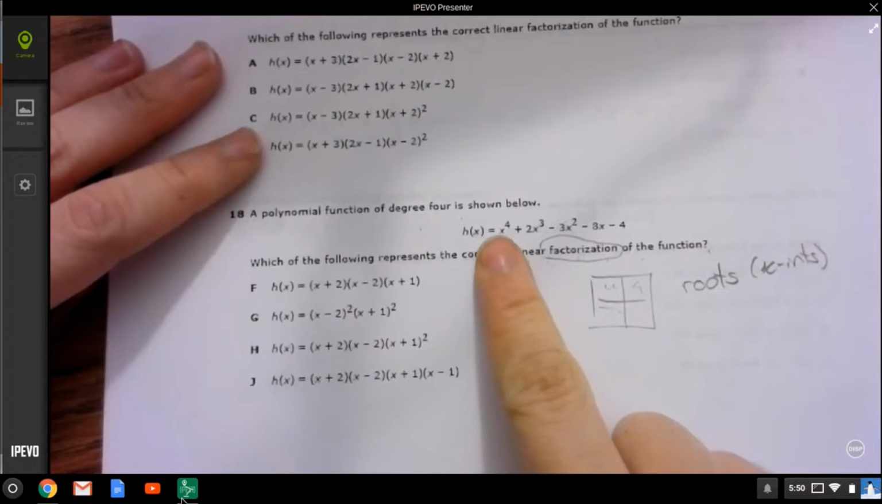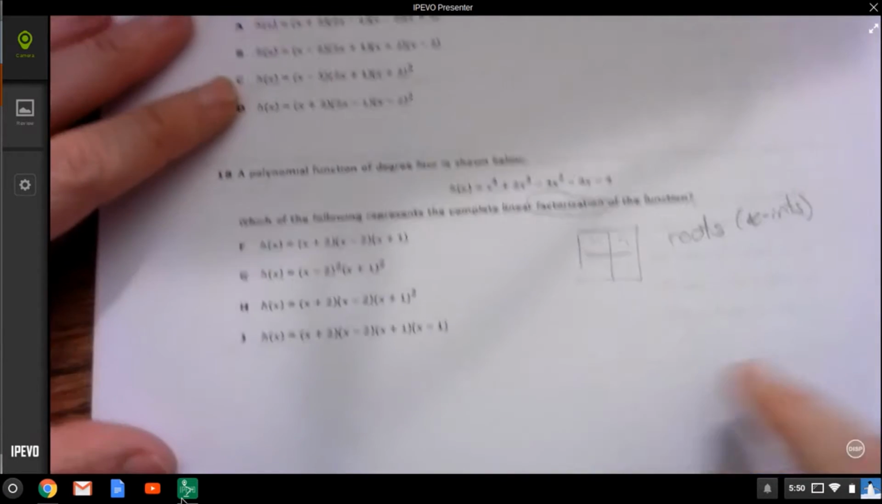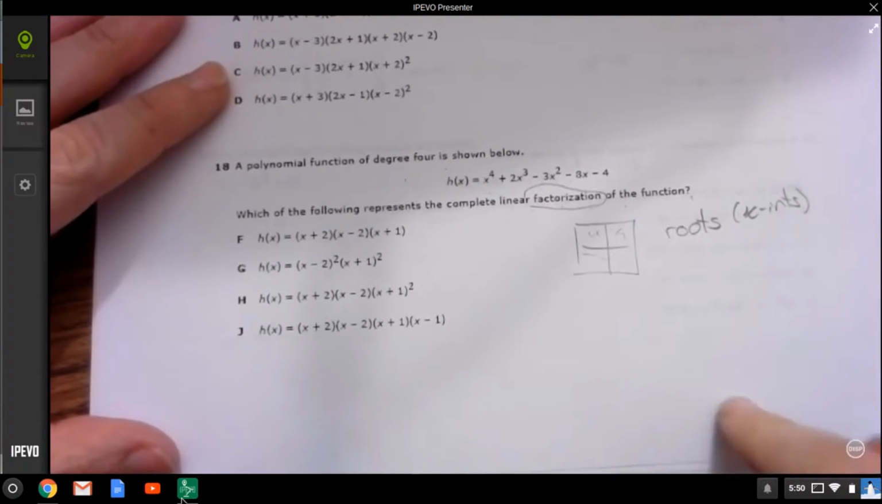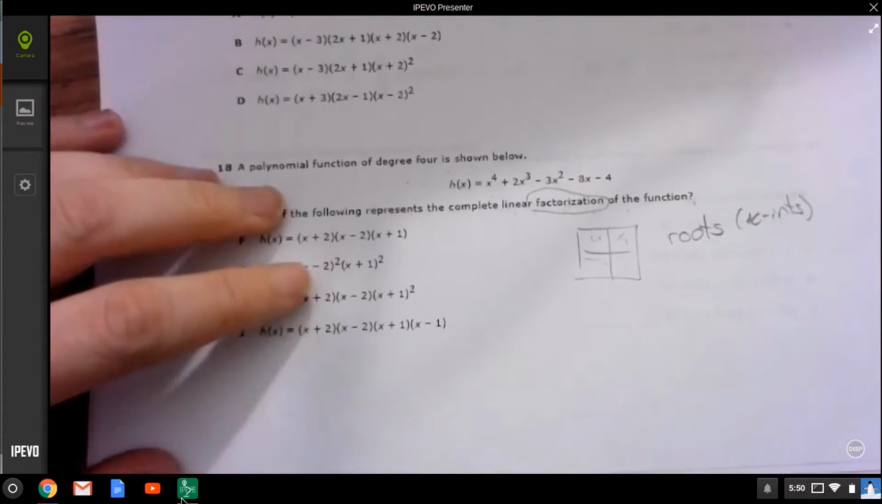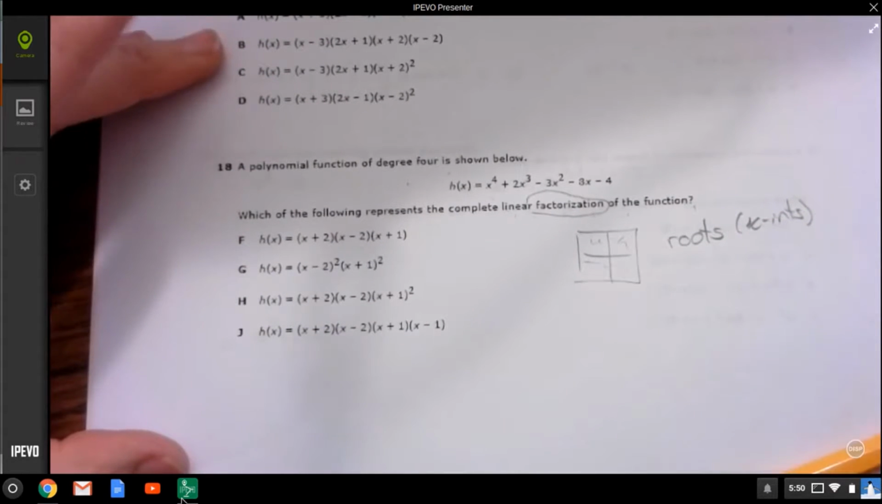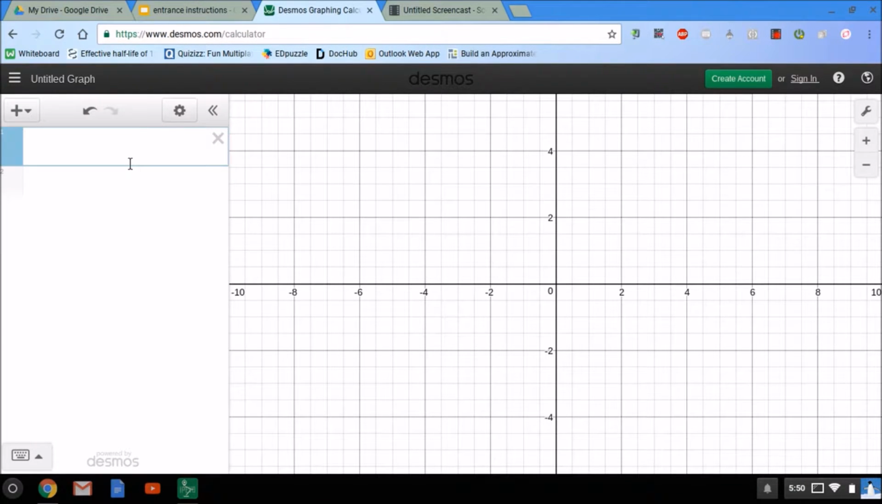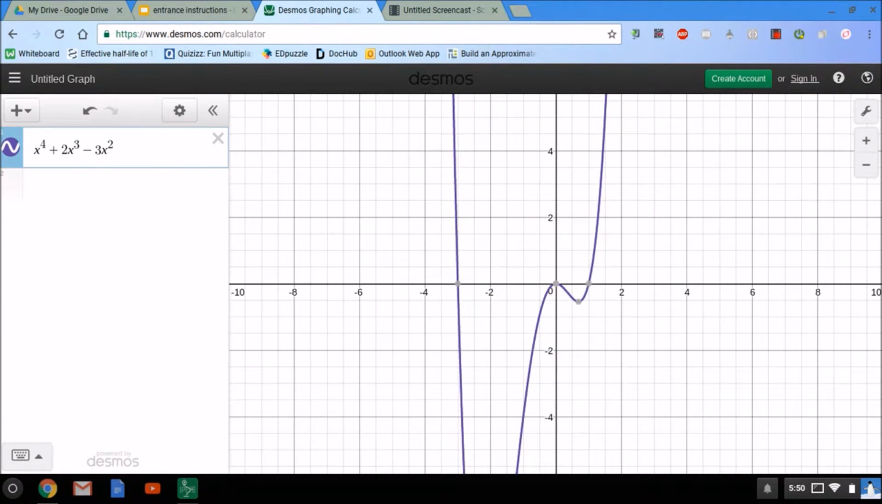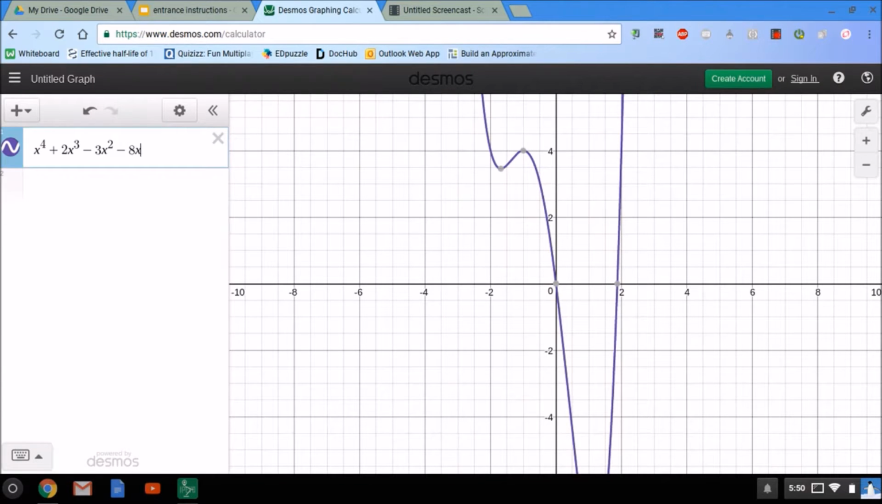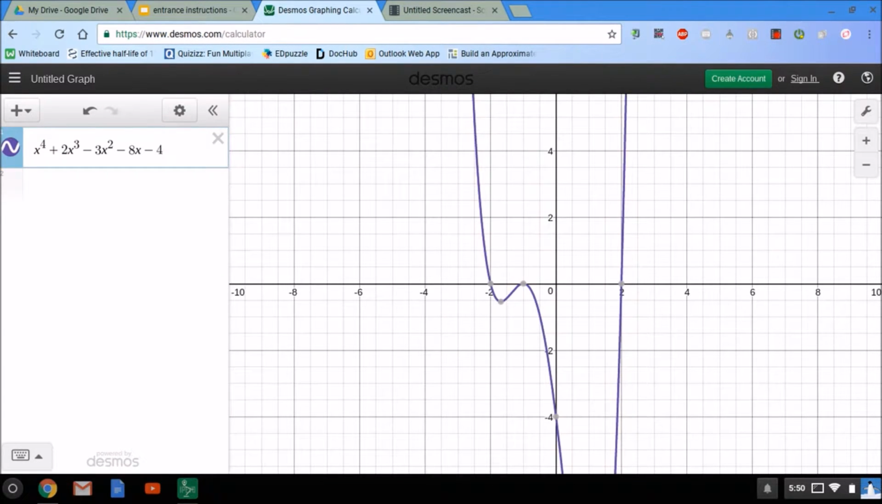I'm going to put this into Desmos. I'm going to sketch my picture on here so we can talk about it, looking at the problem at the same time. We're going to look at the x-intercepts. So let's go to Desmos. I'm going to type in x to the 4th plus 2x to the 3rd minus 3x squared minus 8x minus 4. And there is my function.